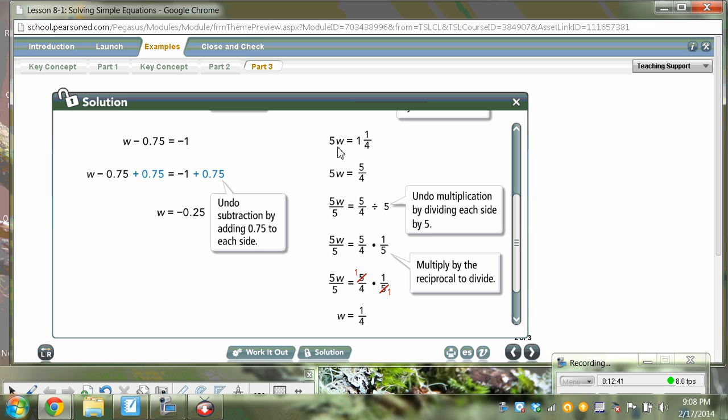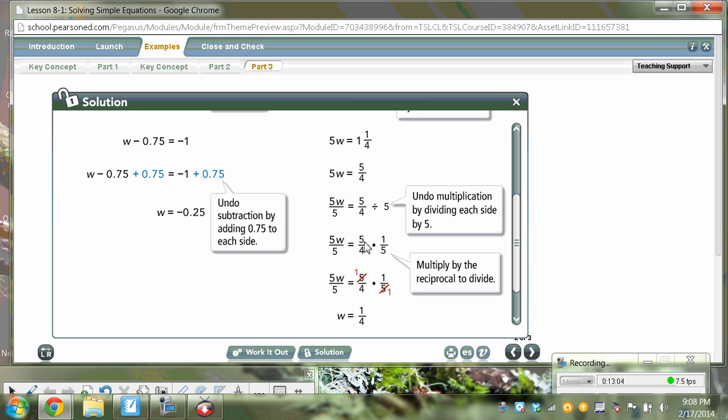So 5 times W equals 1 and 1/4, with a multiply. We're going to undo it with division. So 5W divided by 5 is W, and 5/4 divided by 5. Remember, we can do the keep it, switch it, flip it so that we don't really have to divide by 5, because that can make it a little messy.